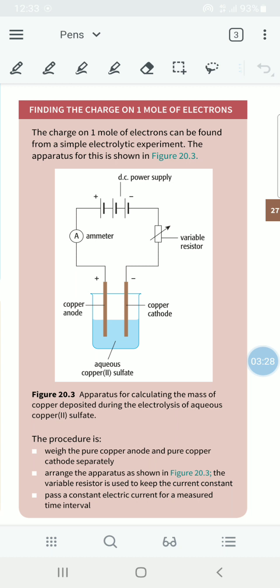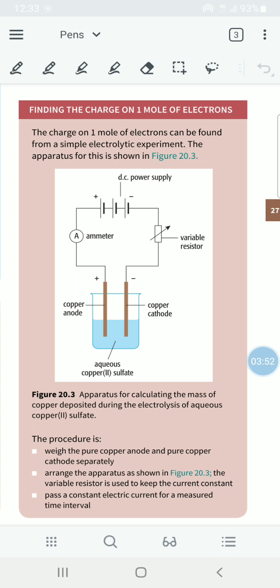The charge on 1 mole of electrons can be found from a simple electrolytic experiment. This is the apparatus here. We have a DC power supply, not AC. Then we have an ammeter, a variable resistor, and a copper anode and cathode. We have copper(II) sulfate solution as the electrolyte.